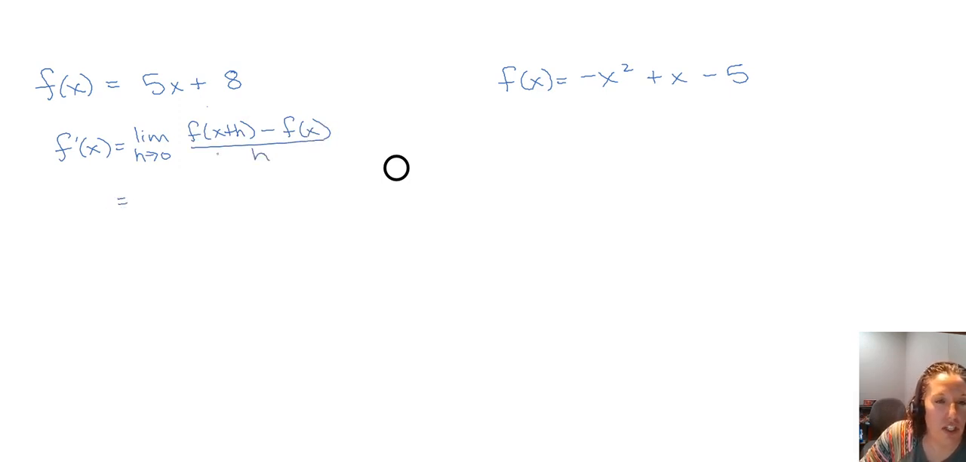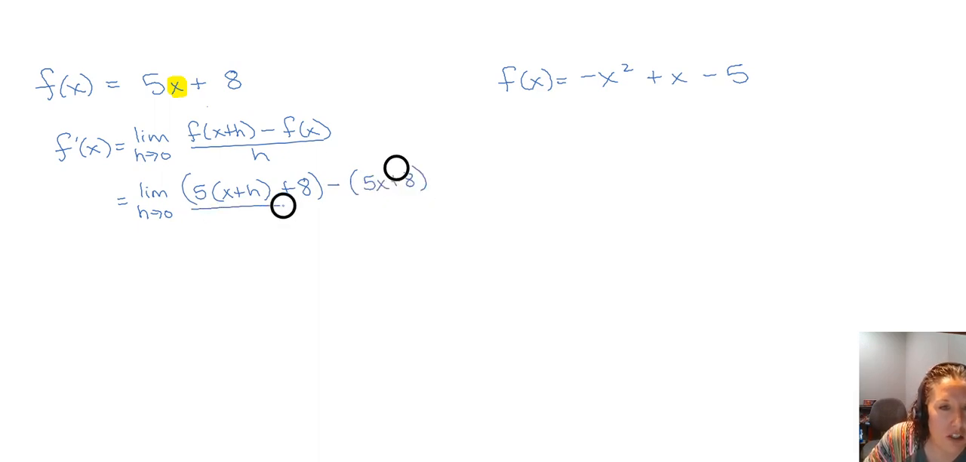And using function notation, f of x plus h means that we're going to take our x in this equation and replace it with x plus h. We still have our limit until we actually evaluate that limit and plug in h equals 0. We need that limit notation. So instead of x, we're going to get x plus h multiplied by that 5, plus 8. All of that makes up our f of x plus h. And then we need to subtract our f of x, just the original function, all over h.